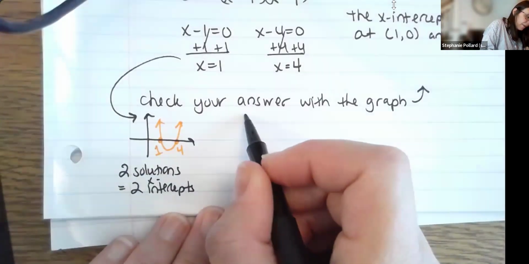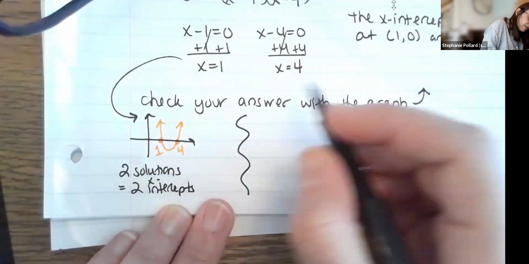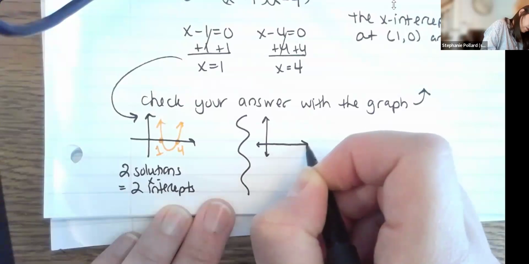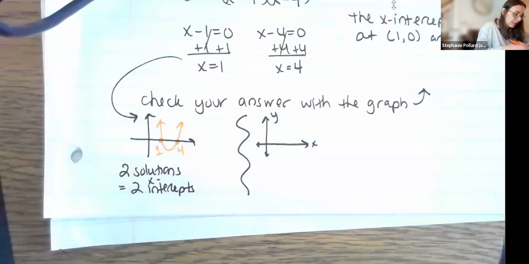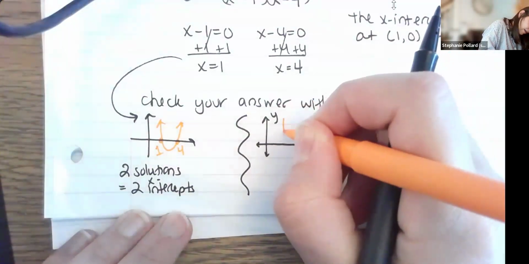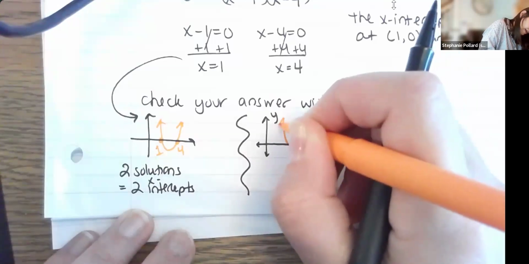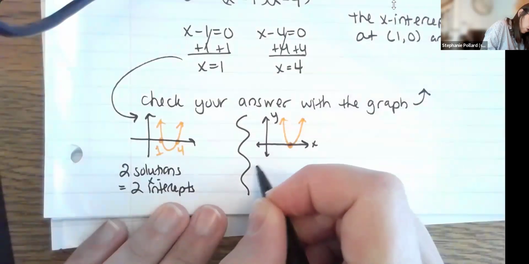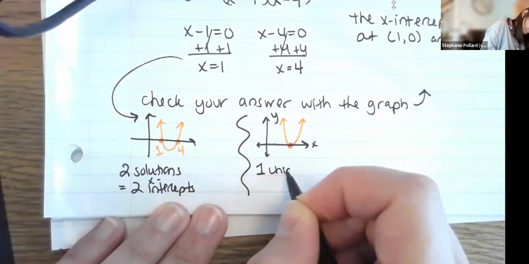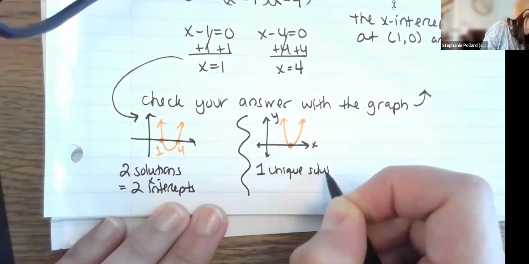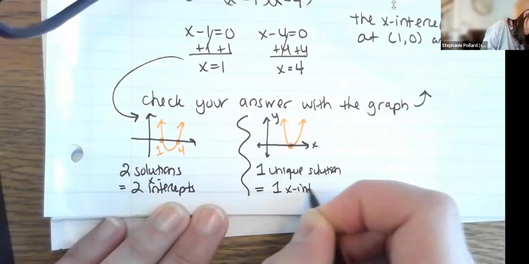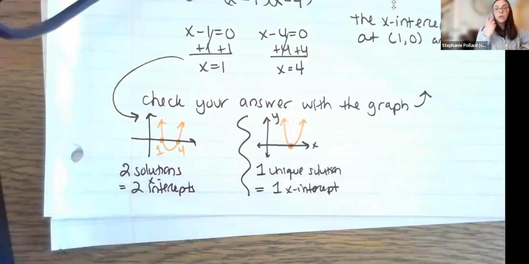There's other things that could happen too. So for instance, just a little side note here, maybe your graph looked like this instead. So maybe it just has 1 x-intercept. Then what happens here if you have only 1 unique solution, you would have 1 x-intercept. Now, 1 unique solution, what's happening is you have a repeat solution.